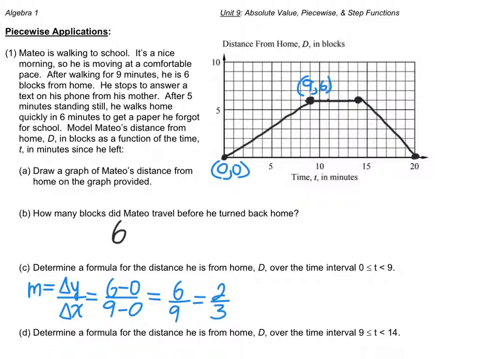So we have a y-intercept. What's my y-intercept? 0. B equals 0. So my equation would be y equals 2 over 3 t plus 0, or we would just say y equals 2 over 3t. All right, and we can verify that with rise over run, just counting boxes.